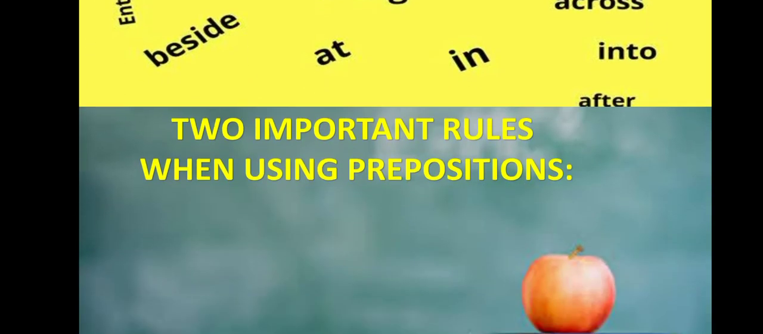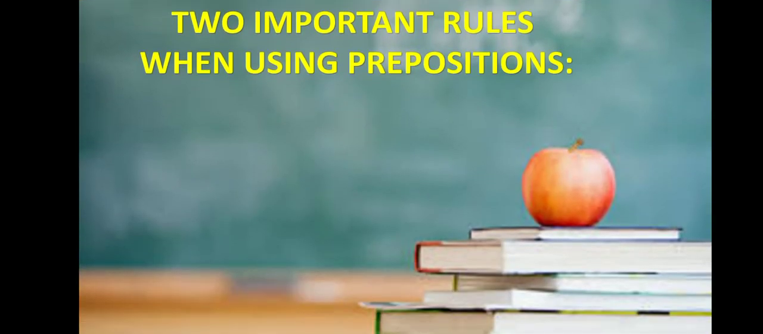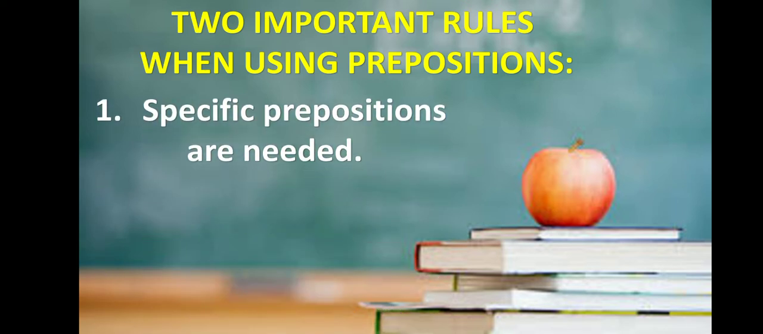There are two very important rules to remember when using prepositions, because they are somewhat vague. Learning about prepositions and using them correctly in sentences takes practice. Because one-on-one translation is often impossible when dealing with prepositions, even the most advanced English students have some difficulty at first. The first rule is that to make the sentences clear, specific prepositions are needed.